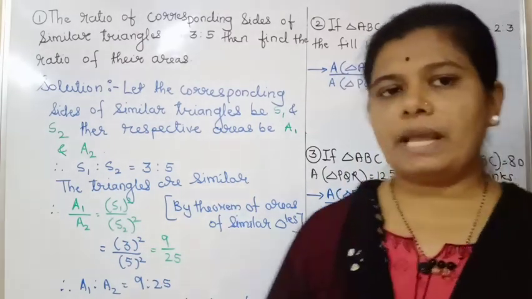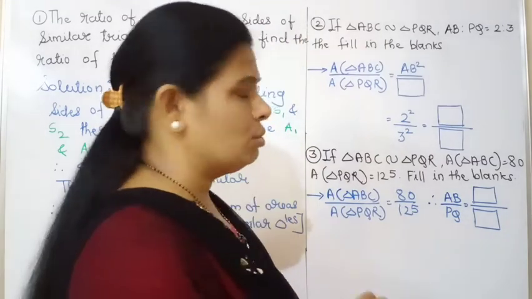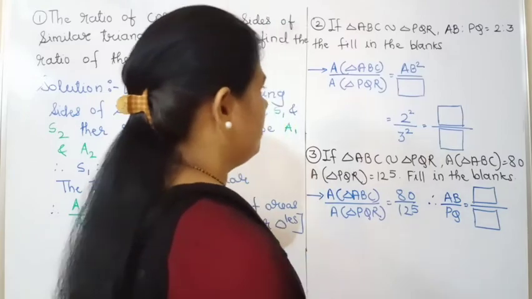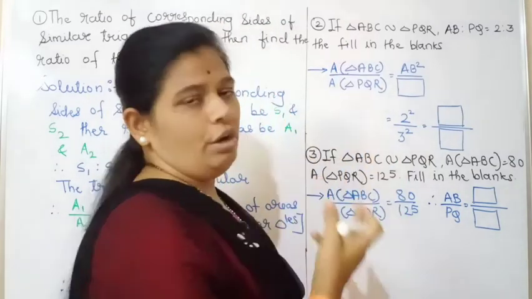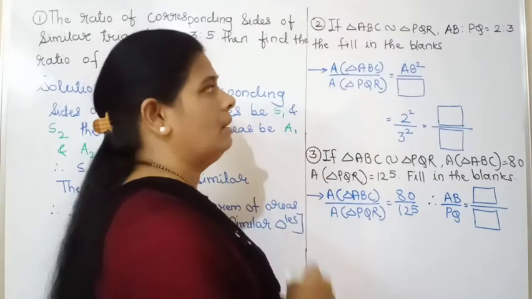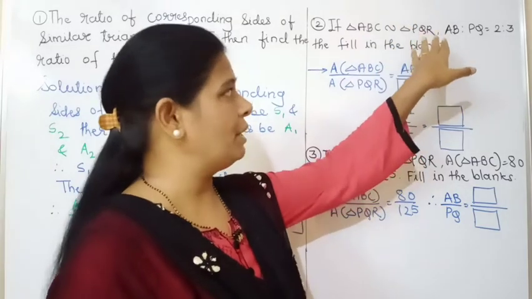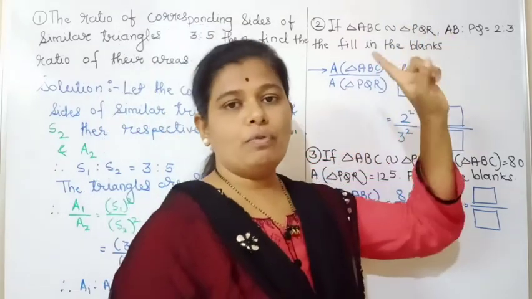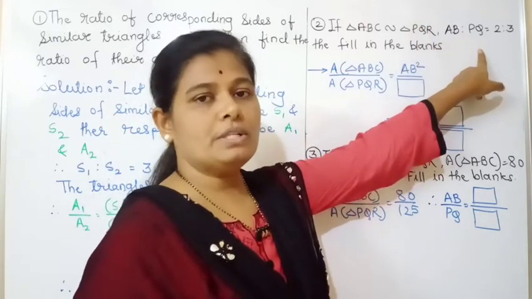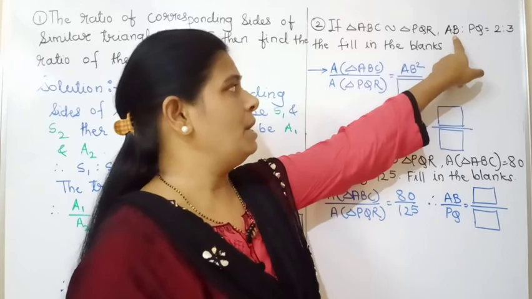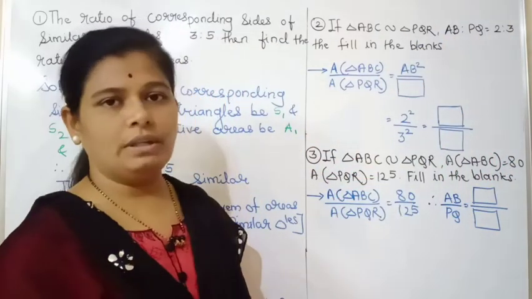Now we'll see the second and the third example, which are activity based. So we have to just fill up the box. What is given here? Triangle ABC is similar to triangle PQR. The ratio of corresponding sides is given, AB is to PQ is equal to 2 is to 3, and we have to fill in the blanks.